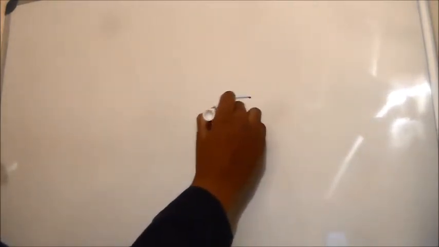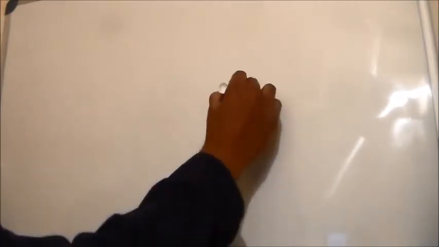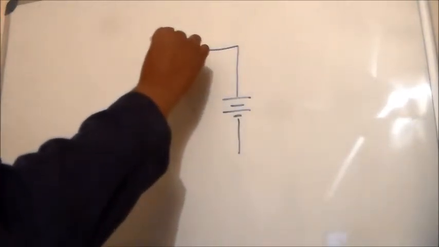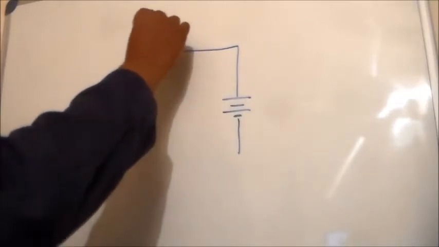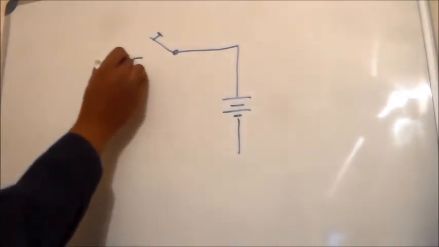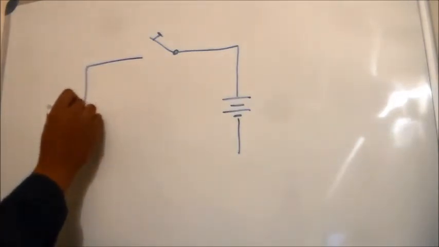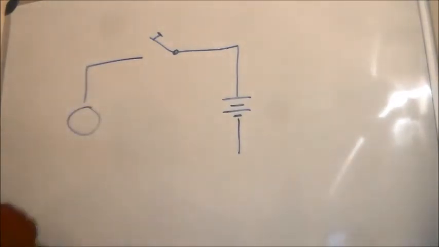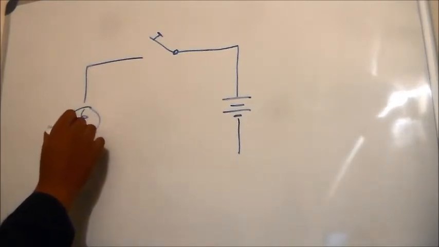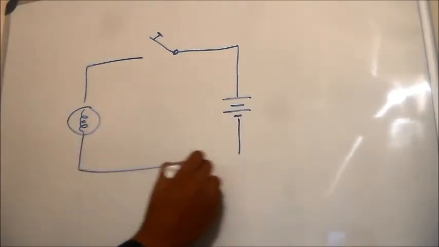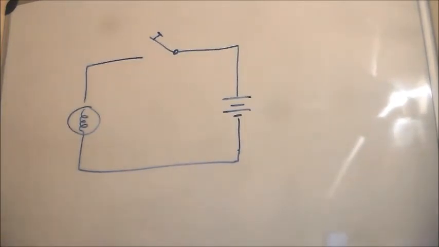sometimes we'll have a switch in a diagram. So let's just say in our schematics we'll have a switch. It's an open switch. Let's put a bulb in here, and then it comes back. So there's no current flowing through this circuit because the switch is open.